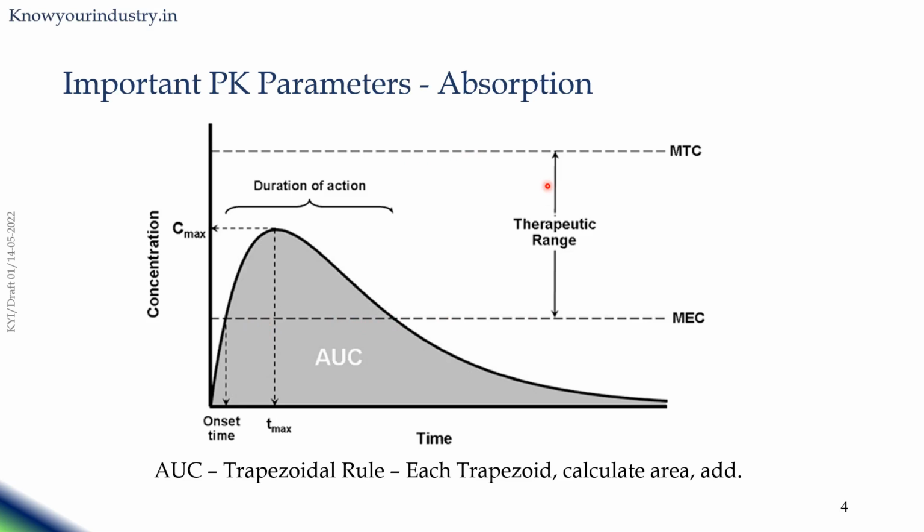This is what the therapeutic range explains. And this particular area is the duration of action. Probably from this time to this time, the duration of action will be happening. And eventually the AUC is highlighted here with the gray color, which is measured by the trapezoidal rule, which we are going to see in the upcoming slide.